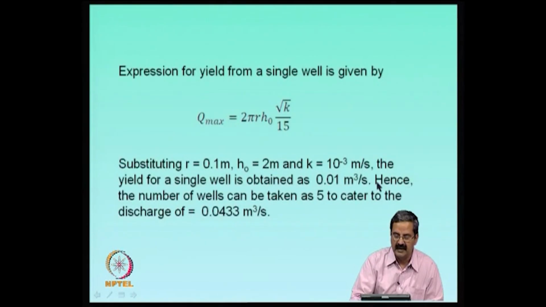Hence, like we have seen, the total water to be removed is 0.0433 meter cube per second, and dividing by 0.01 you get about 4.3, but for the safe, conservative side, 5 wells are required. 5 wells or 5 well points are required to dewater the area. This is an example here.